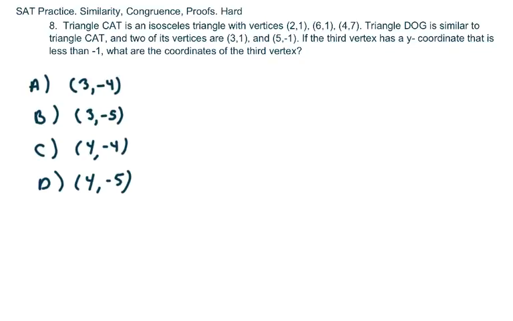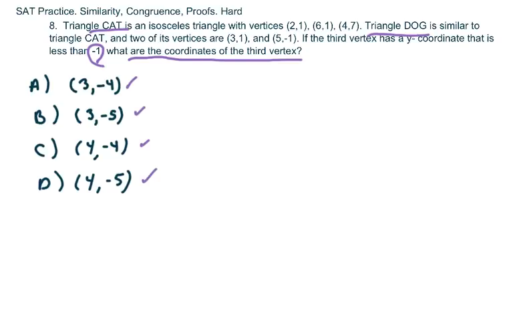We have a triangle CAT and a triangle DOG, which I think is kind of funny. Triangle CAT and triangle DOG, C-A-T, D-O-G, with the vertices, and they're similar. And if the third vertex has a y-coordinate that is less than -1, what are the coordinates of the third vertex? So basically all of these are -1. And I went ahead and drew it.